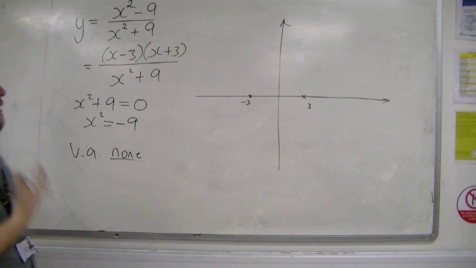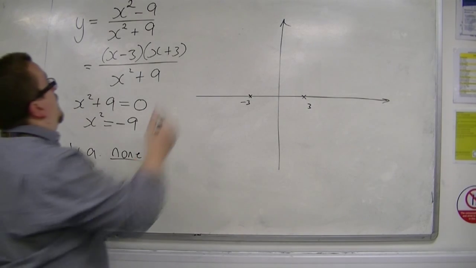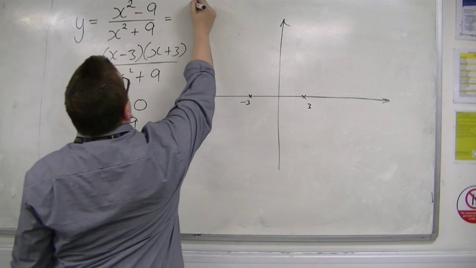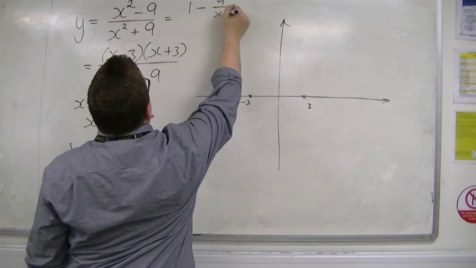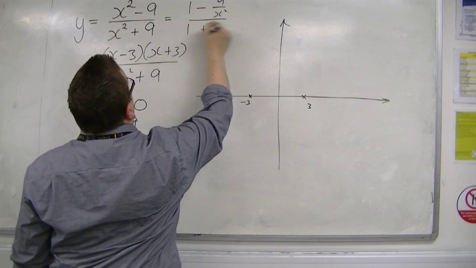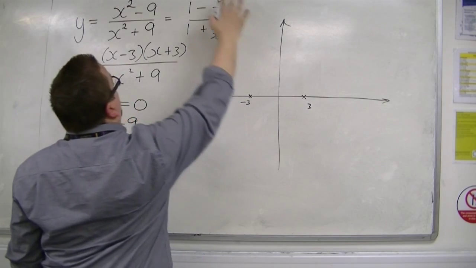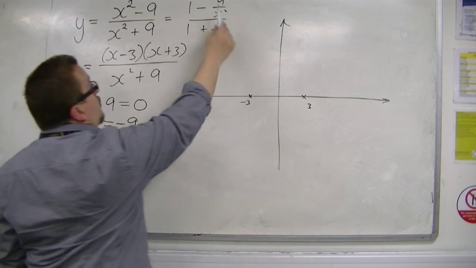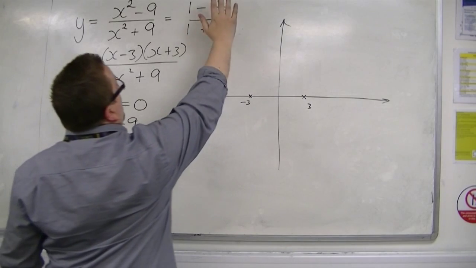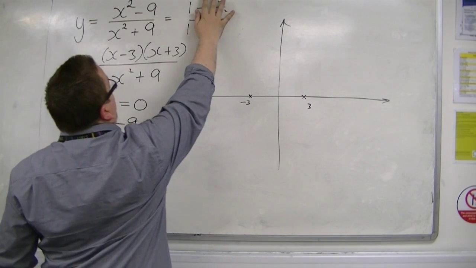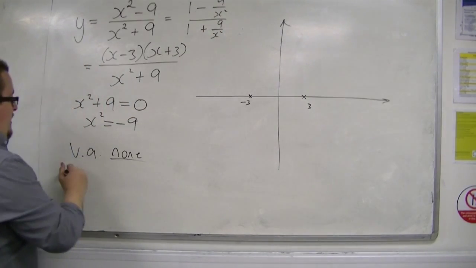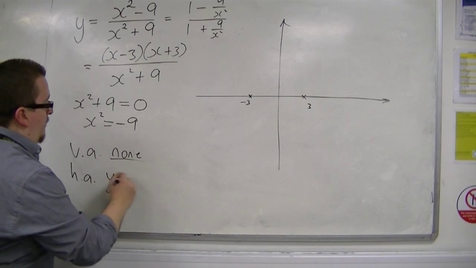How about the horizontal asymptote? Well, if you divide top and bottom by x squared, we get this. And as x gets larger and larger, those two fractions will tend towards 0, and we'll be left with y is equal to 1 over 1. So we do have a horizontal asymptote of y is 1.